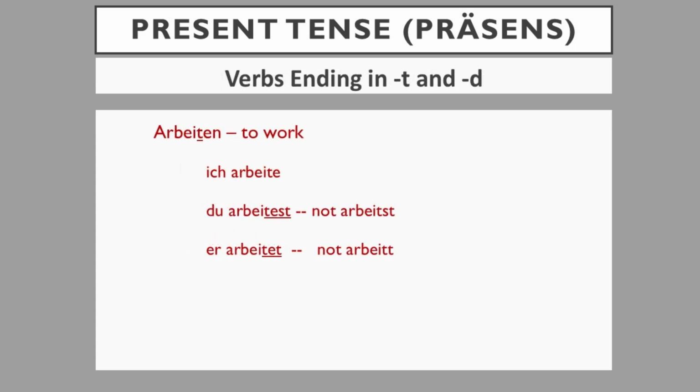Some verbs need a small spelling change to make them easier to pronounce. This happens with verbs whose stem ends in T or D. For example, arbeiten, to work. Ich arbeite, du arbeitest, sie, es arbeitet. Notice the extra E before ST and T. It is not arbeitst, it is arbeitest.